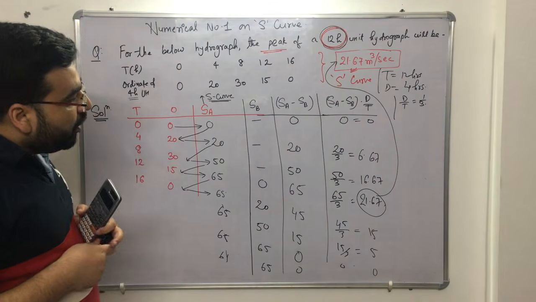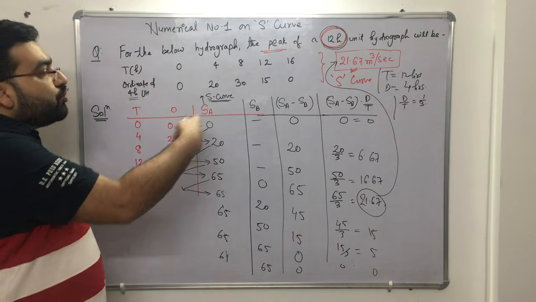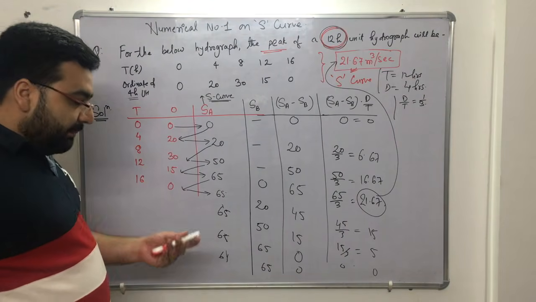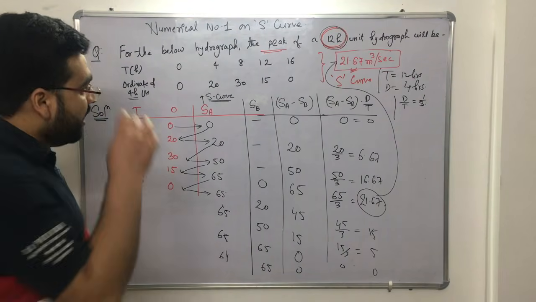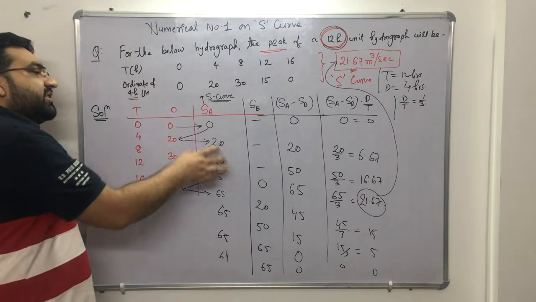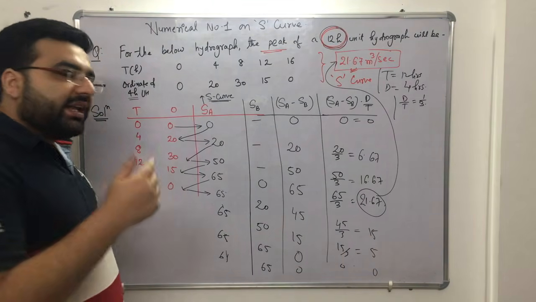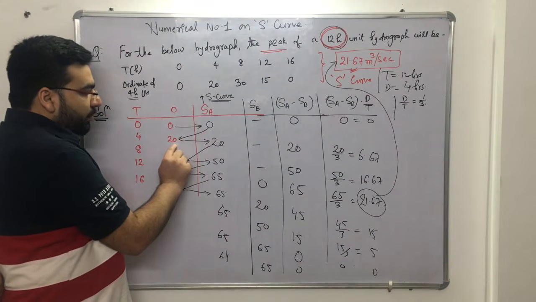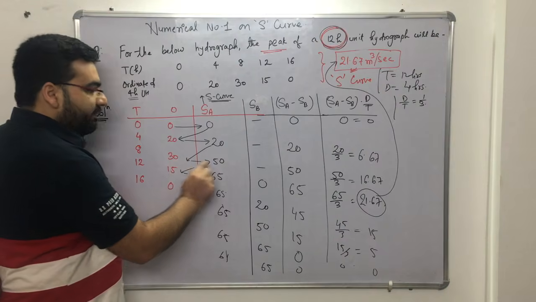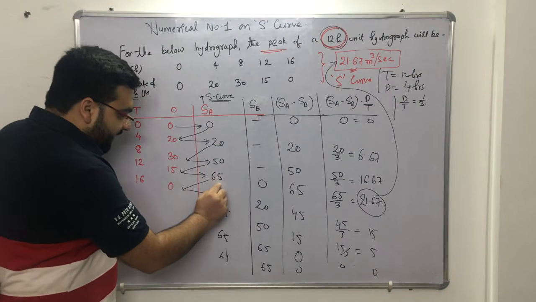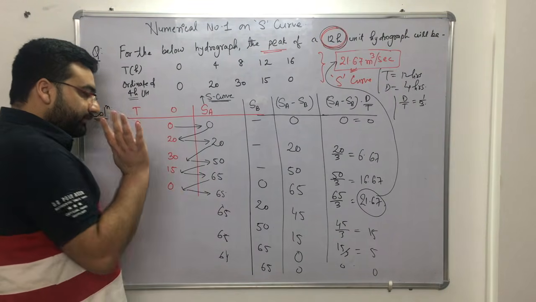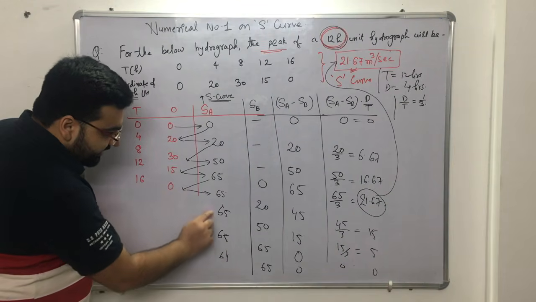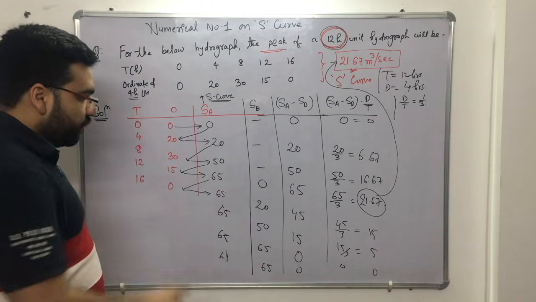Clear? So I hope that you have understood how to implement the S curve. Again I am repeating because this is very important. First of all, step 1, just make a normal S curve. How to make an S curve? If discharge is given to you, ordinates are given: 0, plus 20 is 20, plus 30 is 50, plus 15 is 65, then 65, 65, and so on. Clear?